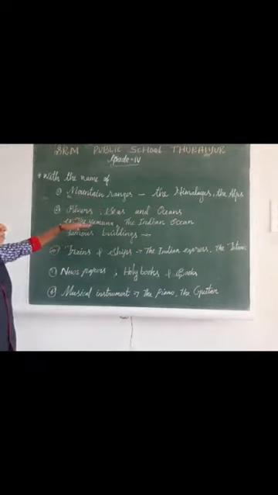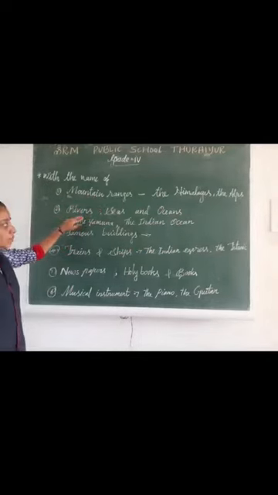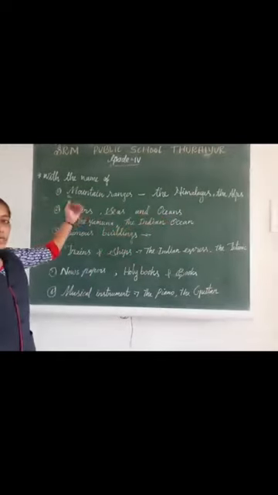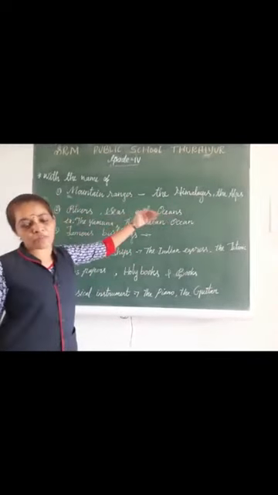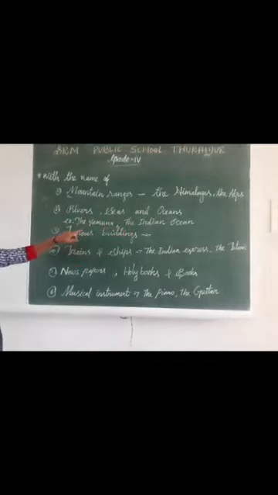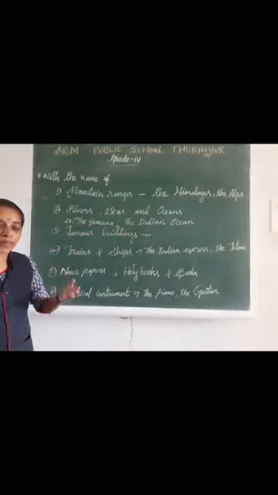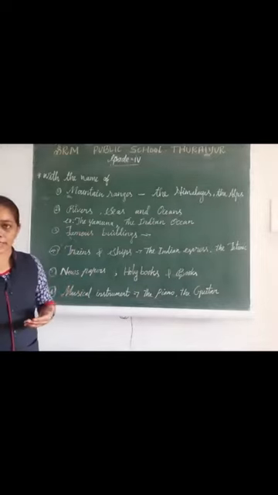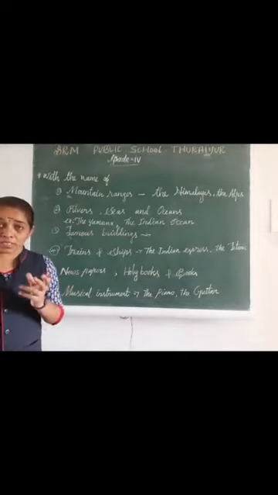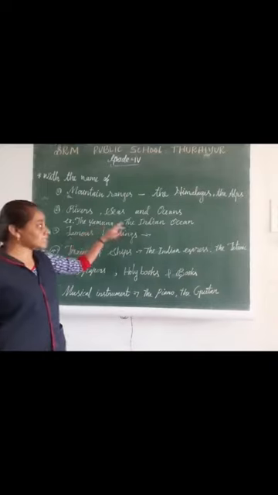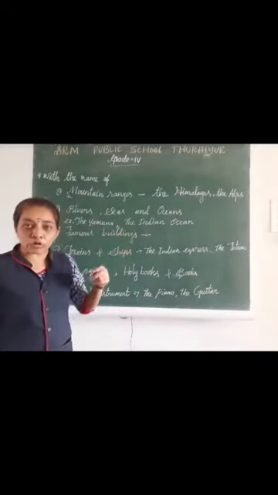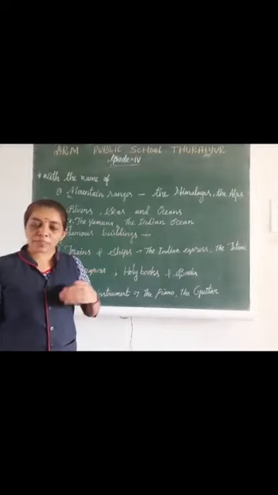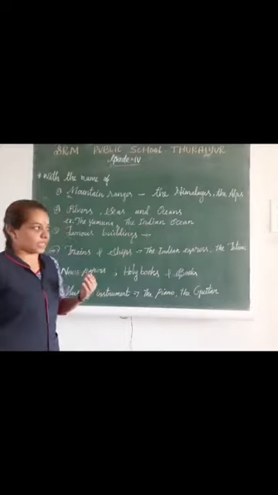Okay? Next, before rivers name and seas name and oceans, we have to use the. For example, rivers: the Yamuna, the Ganga, the Saraswati, the Kaveri. So, before the rivers name, we have to use the. Next, oceans: the Indian Ocean, the Atlantic Ocean, the Pacific Ocean. Before the oceans name, we have to use the.